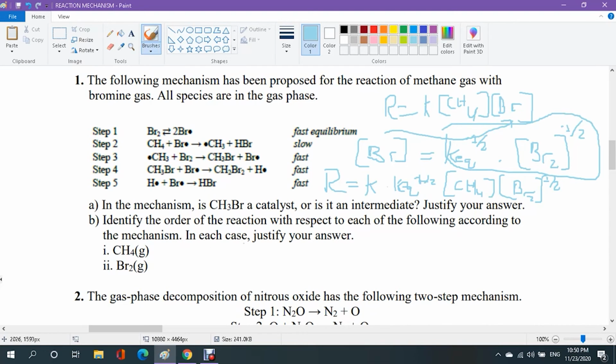So what we can also simplify this to, we can say that small k times K equilibrium to the power of half is equal to big K, because we don't really need to use the values of K, so we can just say that. So the final expression of the rate law is equal to big K times the concentration of CH4 to the power of 1 because its coefficient is 1, times Br2 to the power of half.